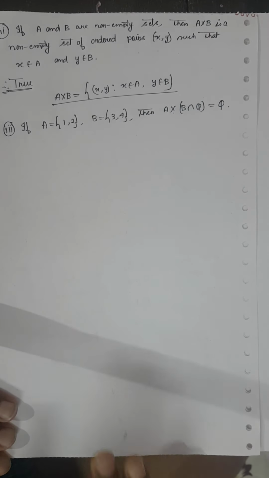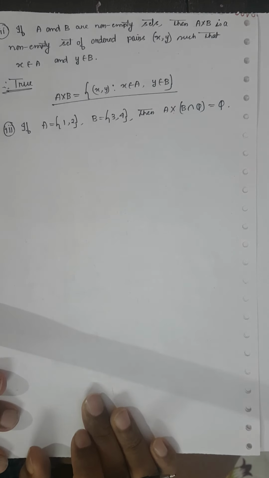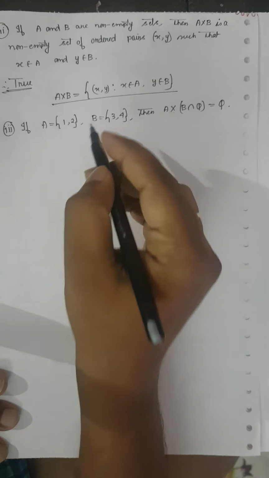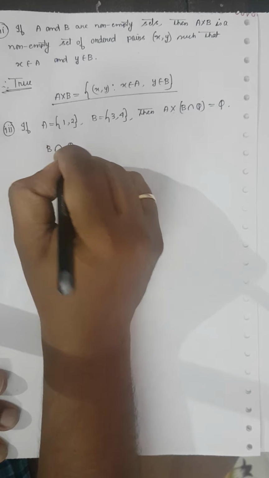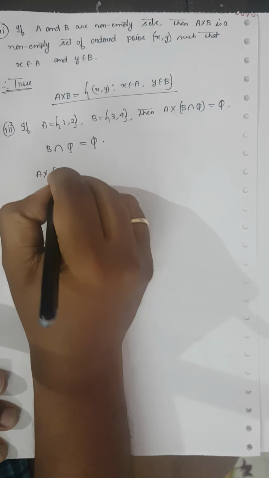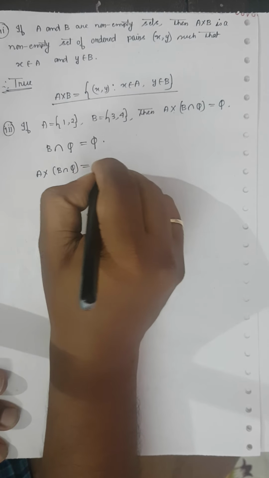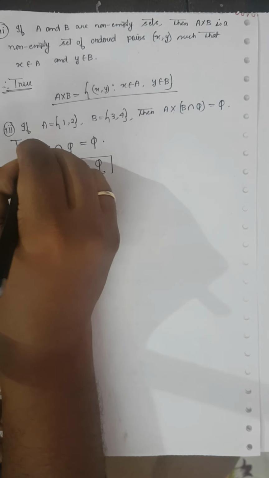Number 3, if A is equal to {1, 2} and B is equal to {3, 4}, then (A cross B) intersection phi is equal to phi. Yes, it is true, because for an empty set, its cross product with any finite set will be an empty set. See here, A cross B and phi have nothing in common. That's why if I find their intersection, I will have phi. So clearly (A cross B) intersection phi is equal to a null set. So it's a true statement, so it is correct.